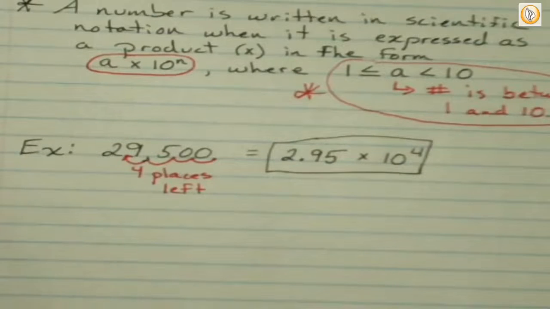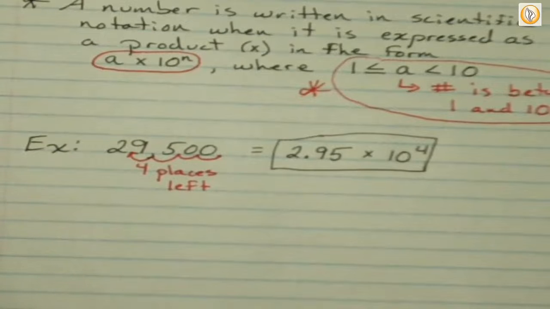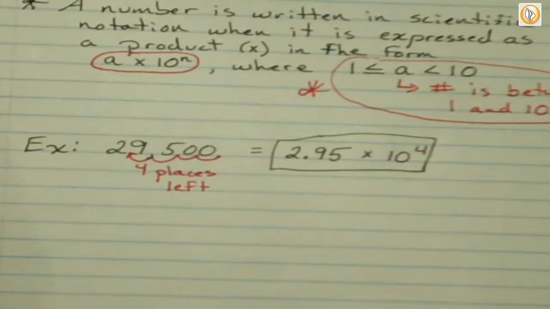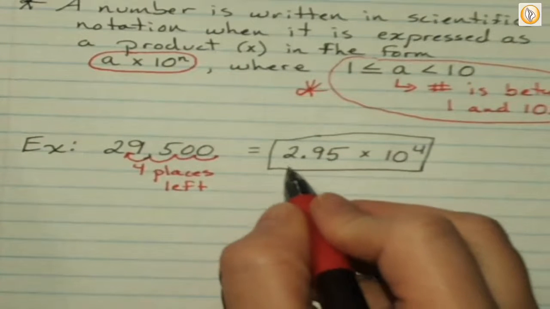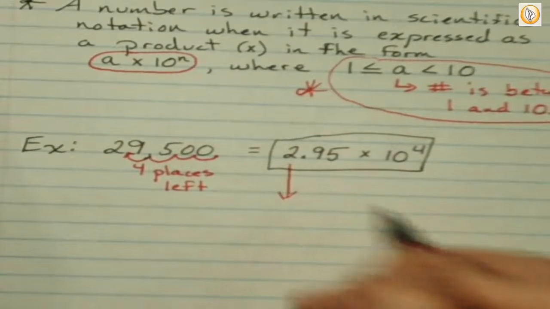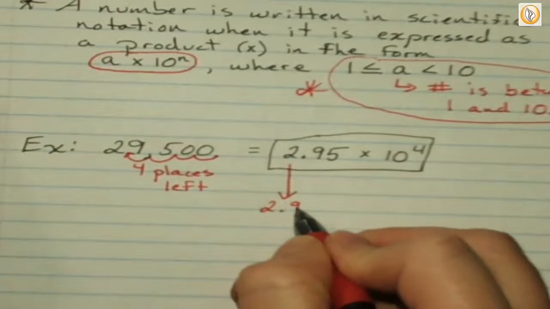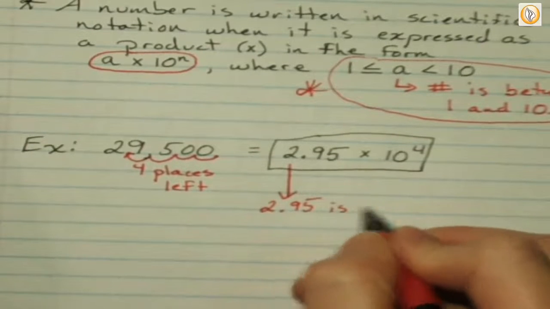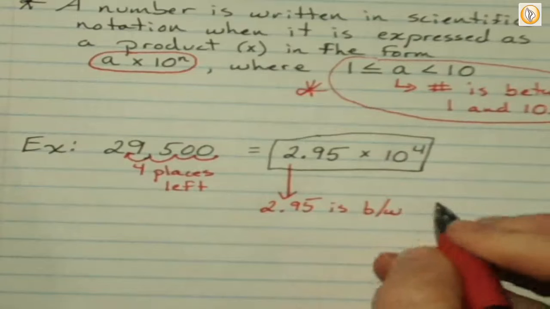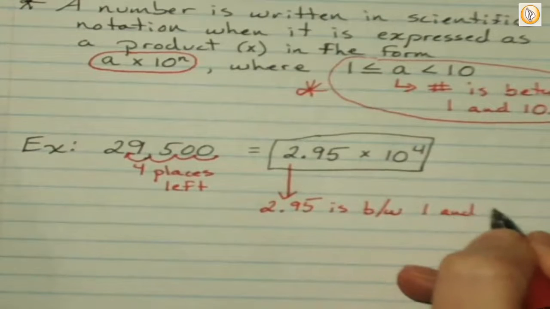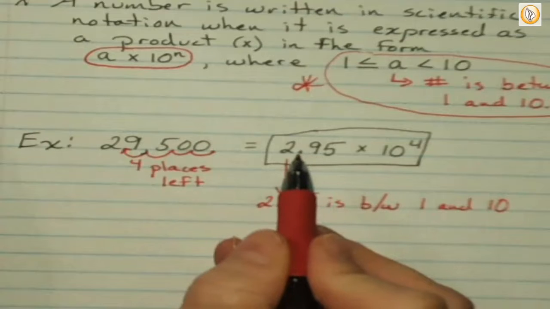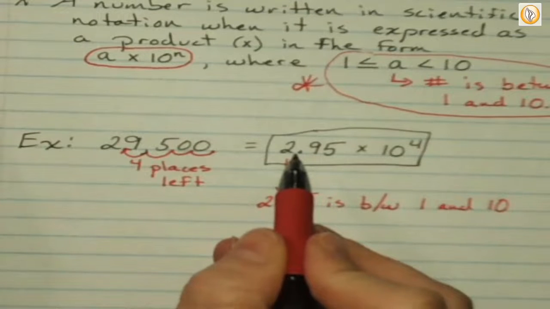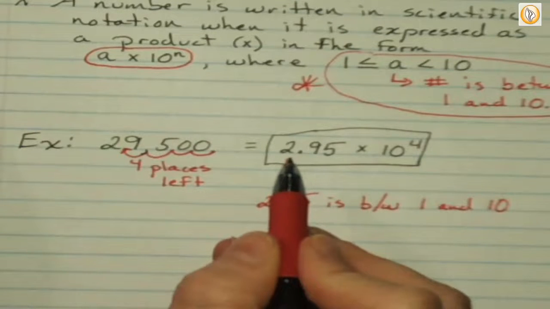So that's what we're doing today. Oh, you wish that's all we were doing today. What? How do you know how many places to move it? Because right here, 2.95 is between 1 and 10. So you have to move it to where it's going to be between 1 and 10. So it won't always be 4.